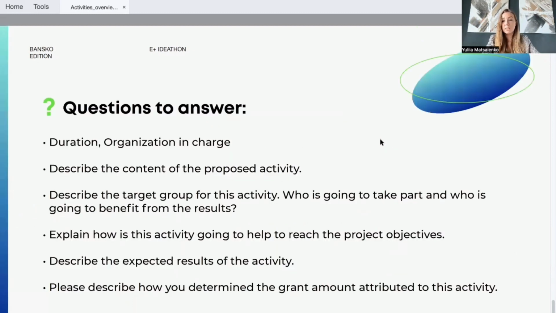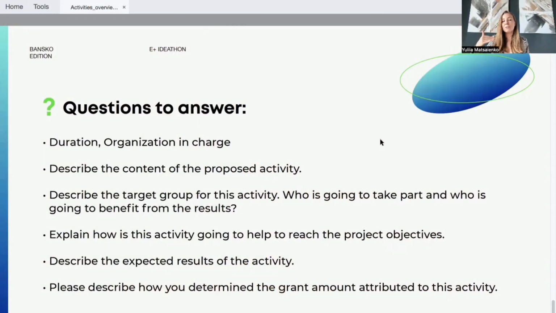And the last thing is that in the application form, you will find questions, and with these questions, you will need to describe your every activity. As you have seen before, could be that you have some 5 activities or 7, 8, 10 activities. And then for each activity, you will need to mention duration and what organization is in charge, describe the content, your target group, who is going to benefit from the results, how this activity is going to help reach project objectives, what is the result of this activity, and describe budget. It won't take much time because also there is not so much space for it, so it should be really concise, it should be really precise, description in short, but at the same time, remove all the empty words, just go straight to the point.